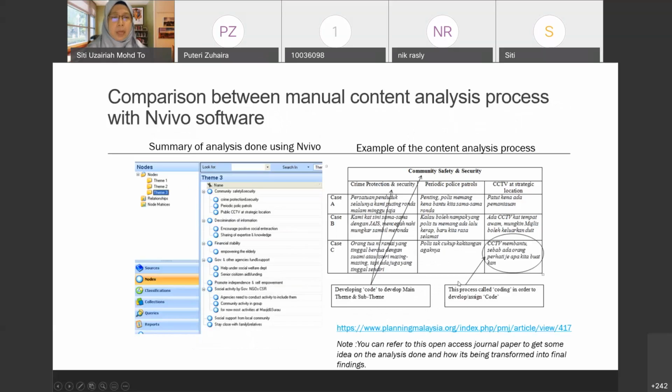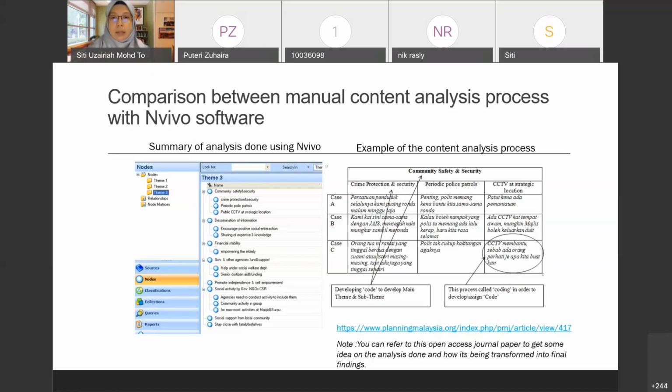So, comparison between manual and content analysis. This is to show you some example. This is a summary analysis done using NVivo software. If I do it manually, it will give me a hard time to put it in a table and to look at the summary of the things that I already coded earlier. If I do it using software, this table can be automated, so I can chunk my result into different sections.